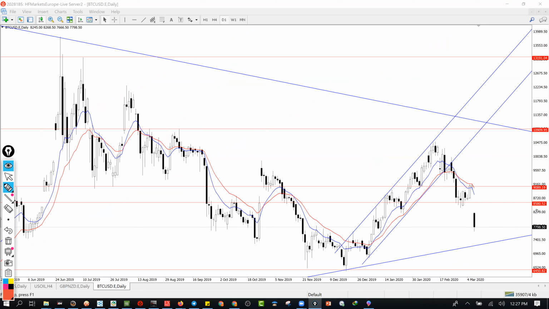This is the low right here. If the bulls fail to push price up to close this gap, then it means Bitcoin is really moving in a downward bearish trend to retest our dynamic trend line, which is right here. I'm going to clean this off so you guys can see the dynamic trend line. This is on the weekly time frame.